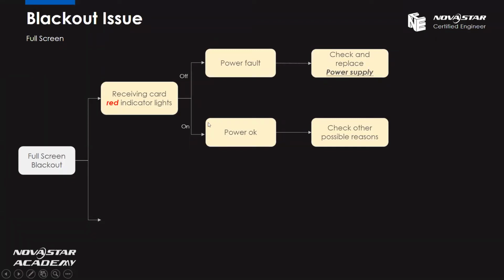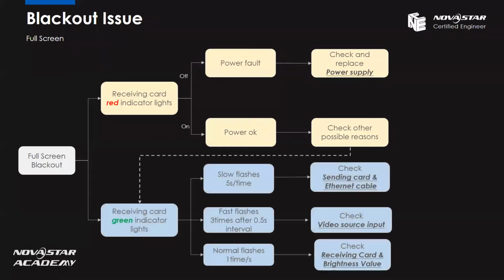And if the receiving card red indicator light is on, the power is okay, there is no problem with the power supply. So in this case, we need to check some other possible reasons. Here, we need to be friends with our receiving card. As I have just shown you at the beginning, we need to check the receiving card green indicator lights.